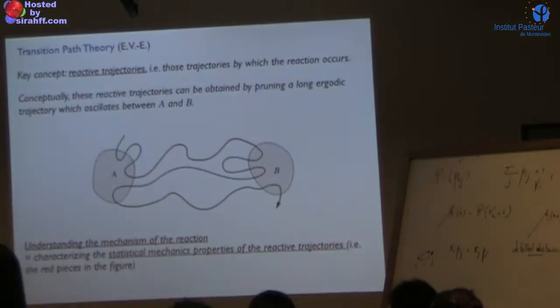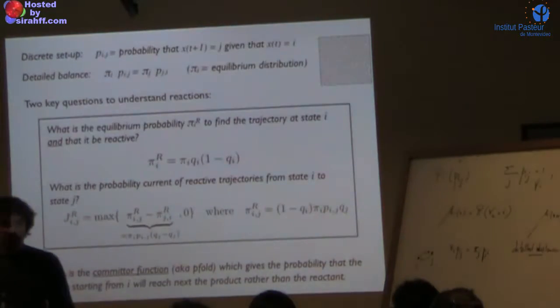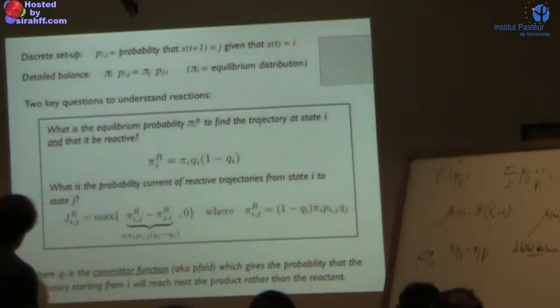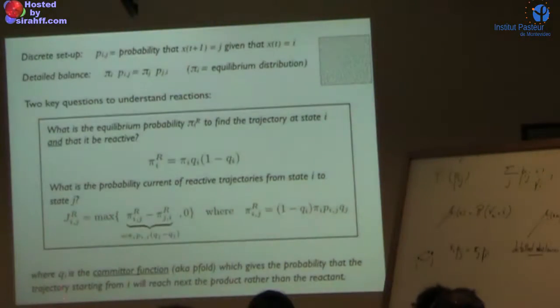So once you have raised the question, you can just give it an answer immediately. You just need to introduce one object, which is this committor function that you have seen probably in the talk of Barrett. So I'm going to introduce the committor function. The way I define it, it's also called the p-fold, or capacitor: it's the probability that the trajectory starting from i will reach next the product rather than the reactant.